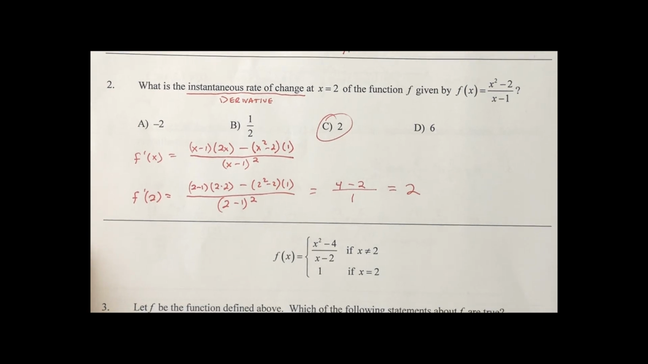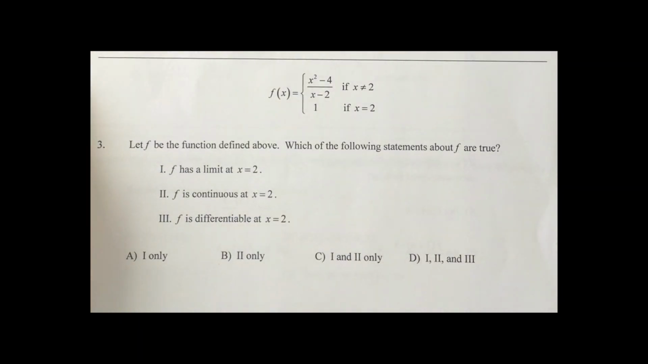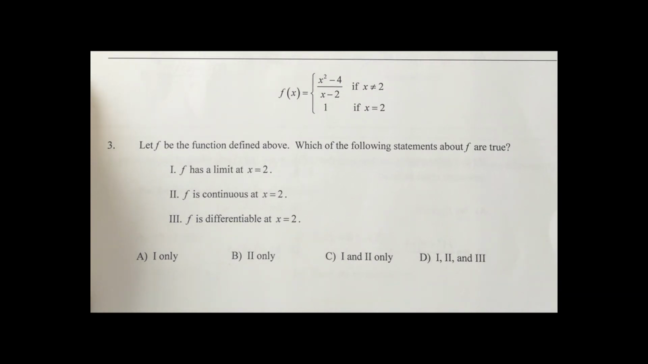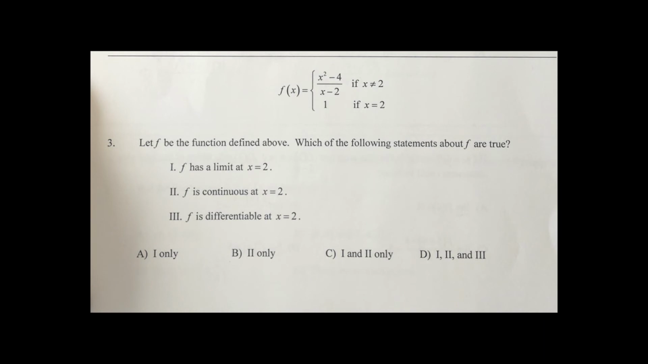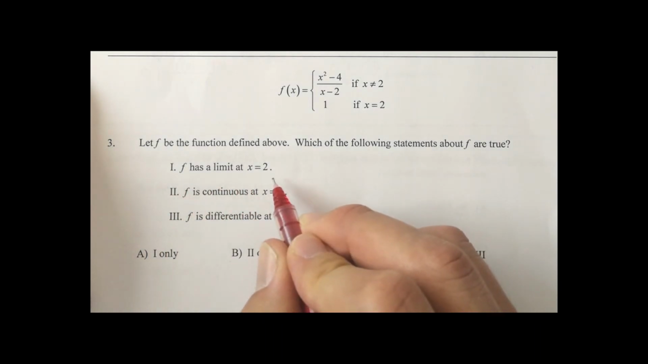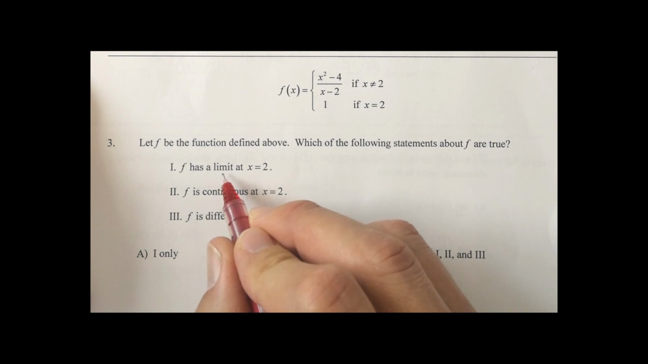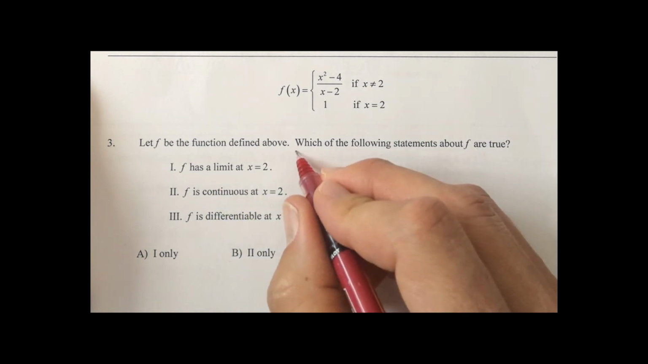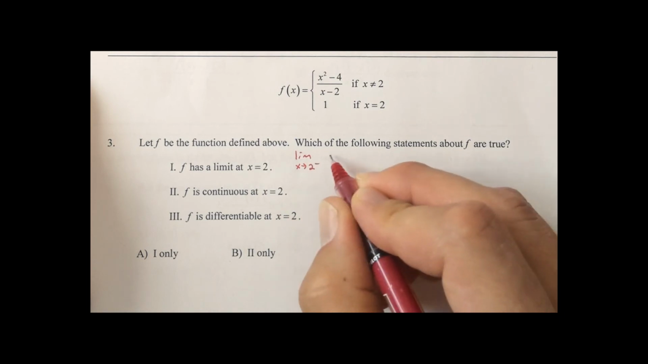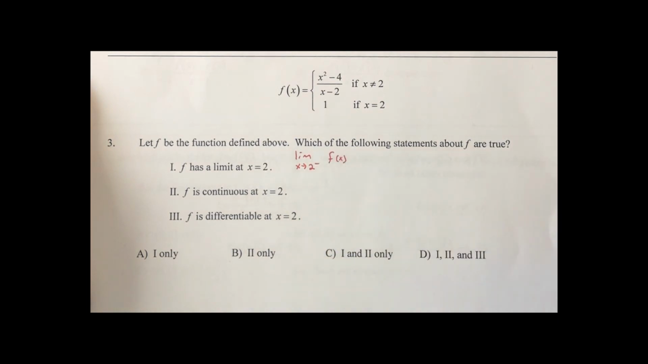And finally on this page, let f be this piecewise defined function. Which of the following statements about f are true? Okay, well, the first statement says f has a limit as x approaches 2. That means the limit from the left must be equal to the limit from the right. So the limit as x approaches 2 from the left means we're going to plug in values just a little bit less than 2 into our function.